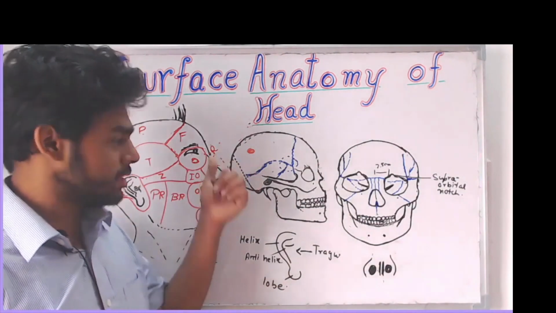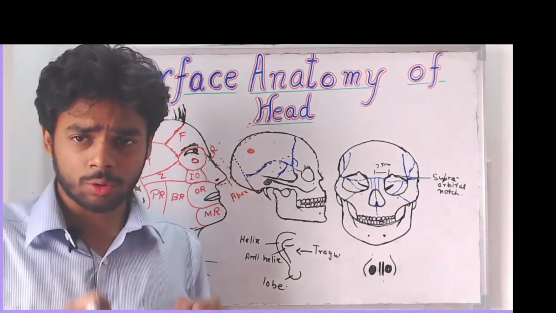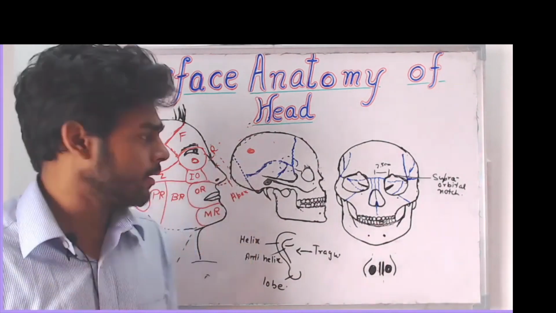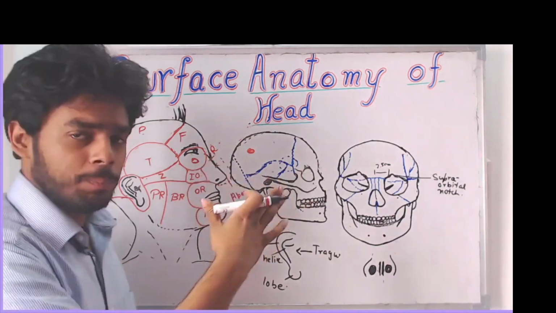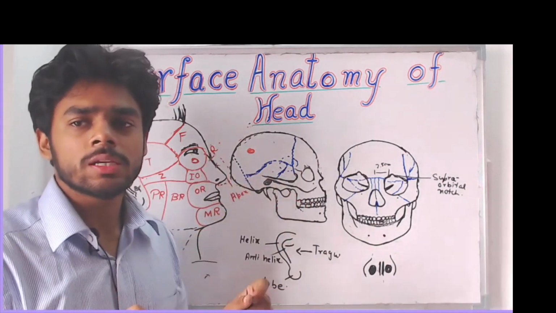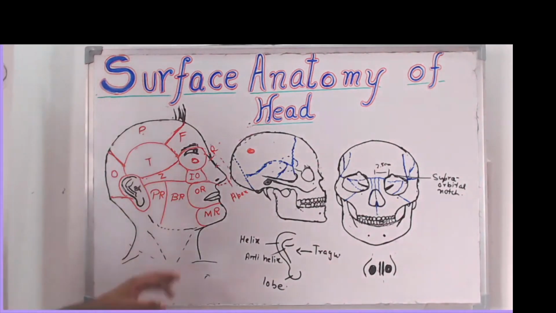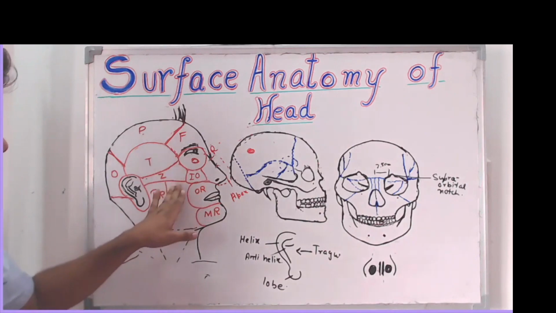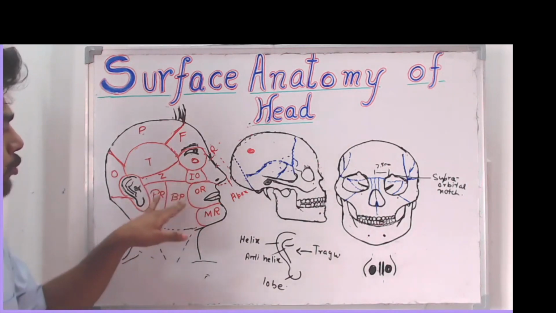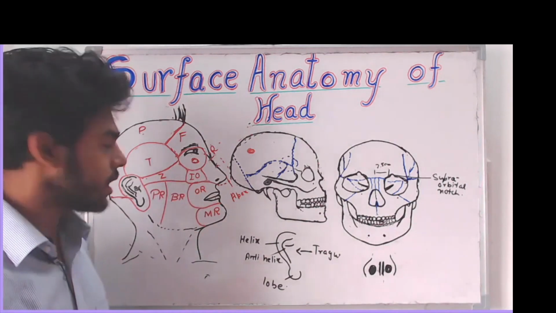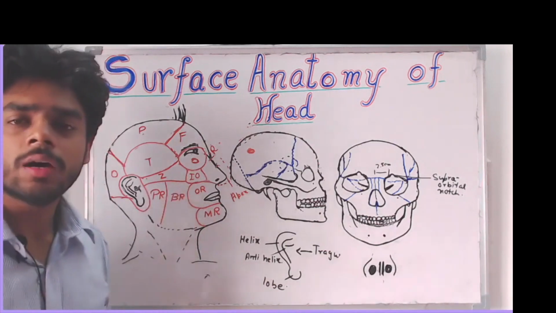Actually, this bridge is depressed in that person, or it is widened. When this part is depressed and widened, then the nose is saddle-like. After this region, we have the buccal region. The buccal region overlies the buccinator muscle. When you palpate this region, you actually palpate the buccinator muscle.